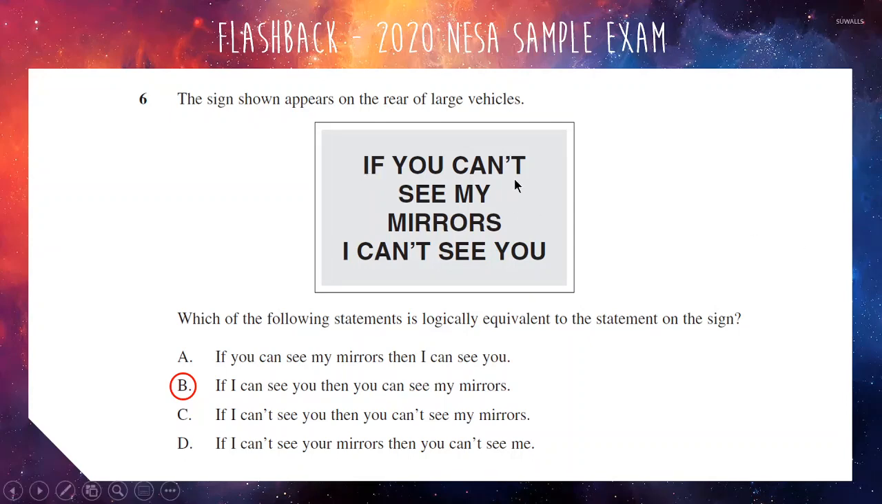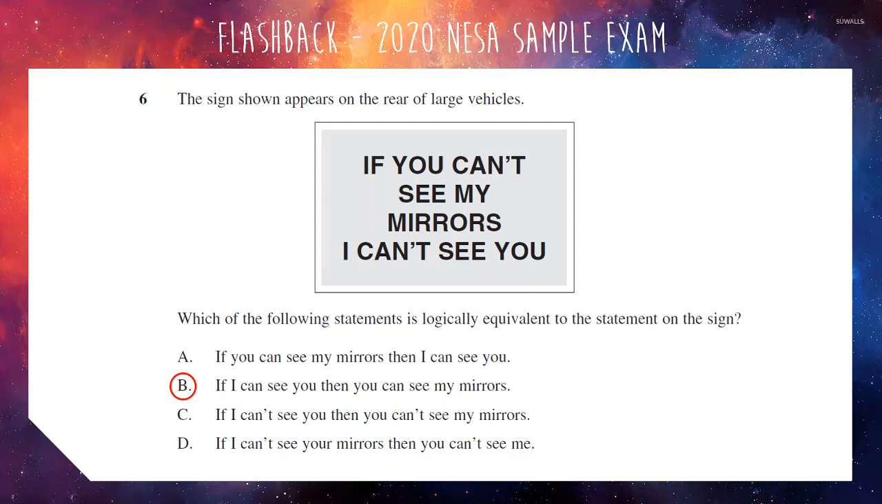So we have if this event, if you can't see my mirrors, then I can't see you. The contrapositive of if A, then B is if not B, then not A. It's the opposites in reverse is the way I think of it. Option B is the contrapositive because we have I can't see you. The negation of that is I can see you. Then the negation of you can't see my mirrors is you can see my mirrors. So we've taken the negation of both statements and turned it around.